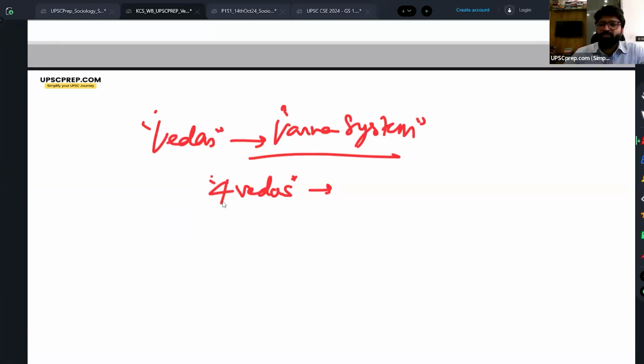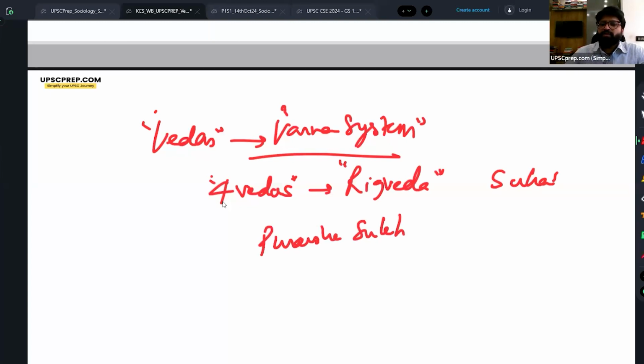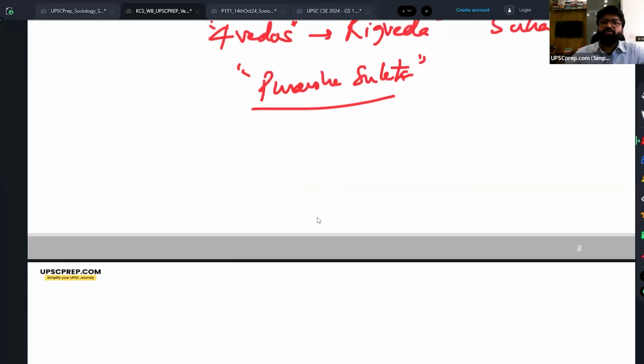Very good. So Rig Veda has a set of hymns, right? Sukta, and in it the Purusha Sukta. Here Purusha means Brahma, Lord Brahma. So in order to ensure some bit of social order, some bit of stability in society, Brahma has sacrificed his own life. That is what is mentioned in Purusha Sukta.